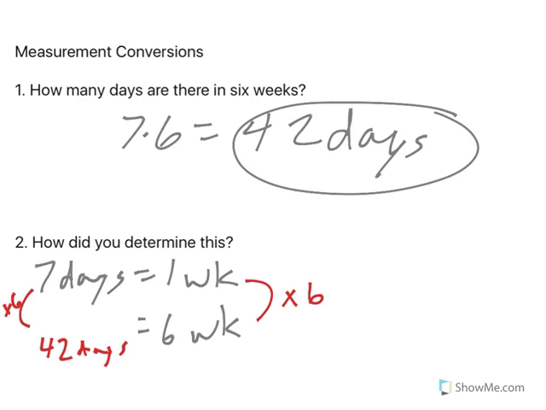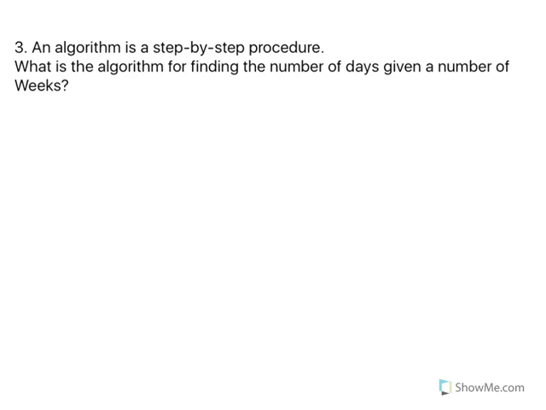This right here we call an identity ratio. 7 days equals 1 week. When you think about these identity ratios, they allow us to set up an algorithm, a step-by-step procedure to solve these problems.